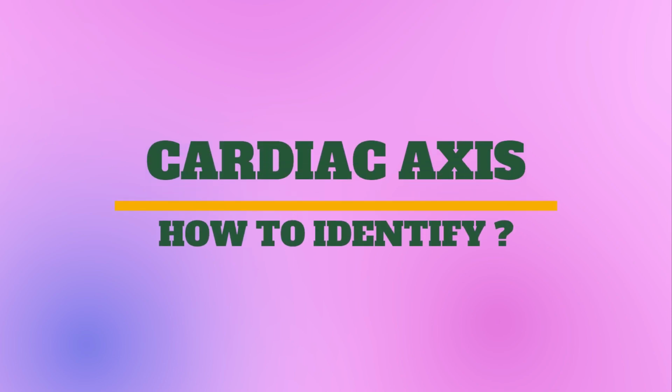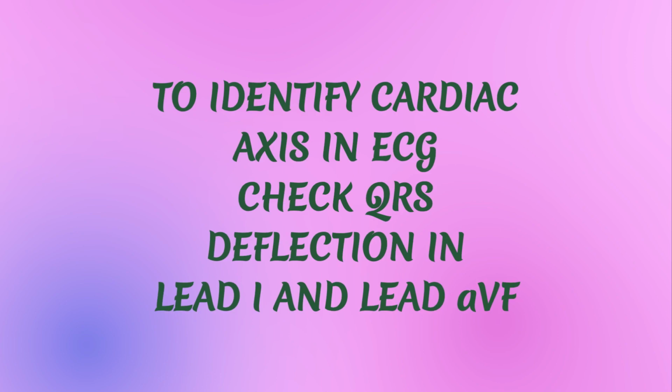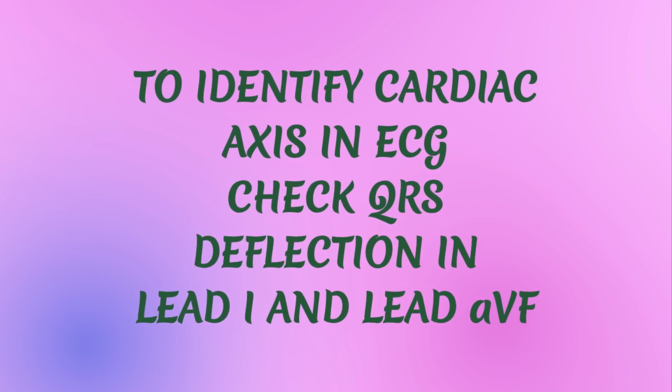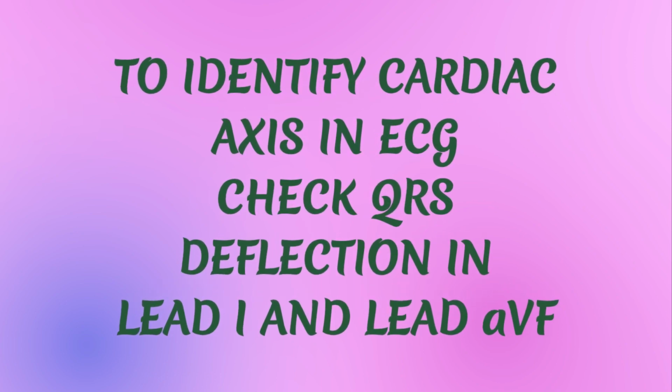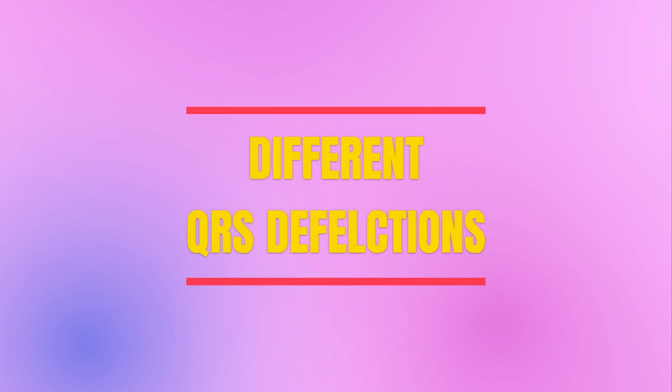Cardiac axis. How to identify? To identify cardiac axis in ECG, check QRS deflection in lead 1 and lead AVF. Different types of QRS deflections.